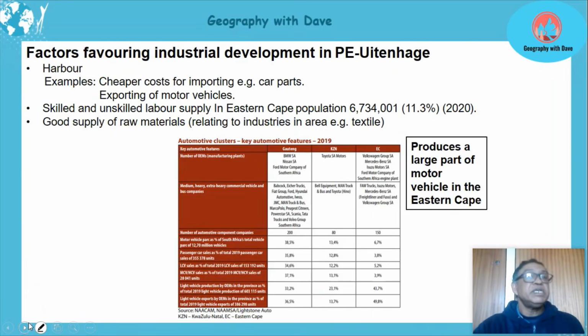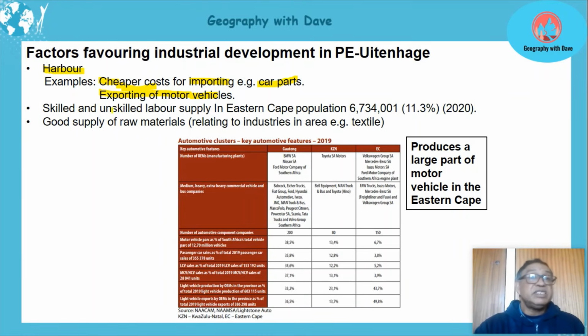Okay, let's look at factors favoring. And obviously, you would look at the harbor. The harbor, a massive factor. Cheaper costs for importing, for example, car parts, because it comes through ship, much cheaper. And exporting of motor vehicles. All right, huge.